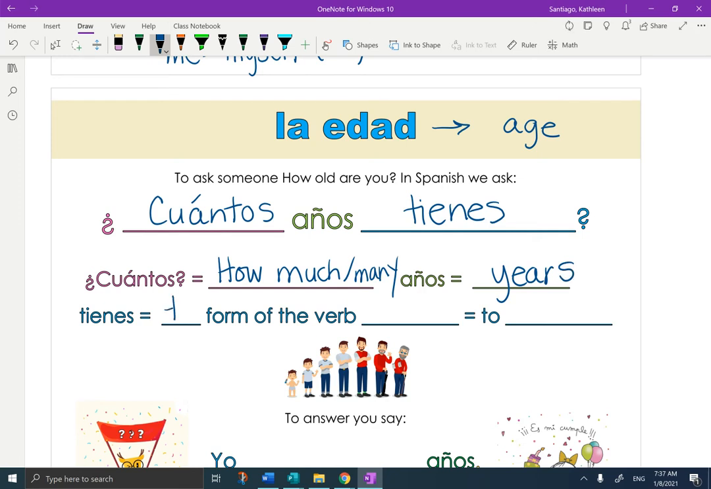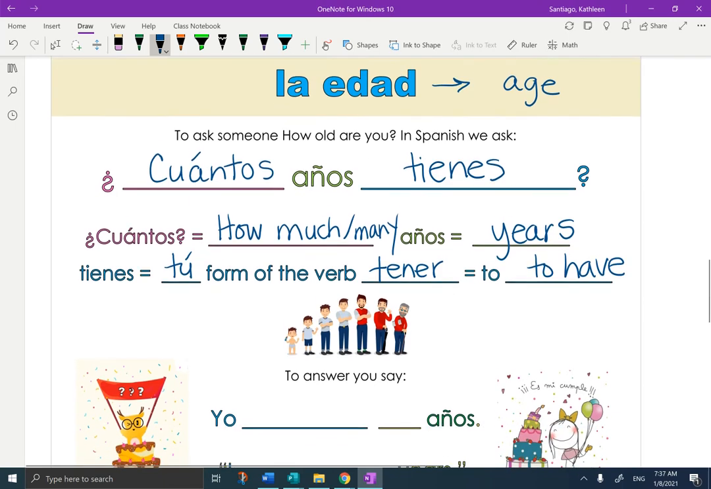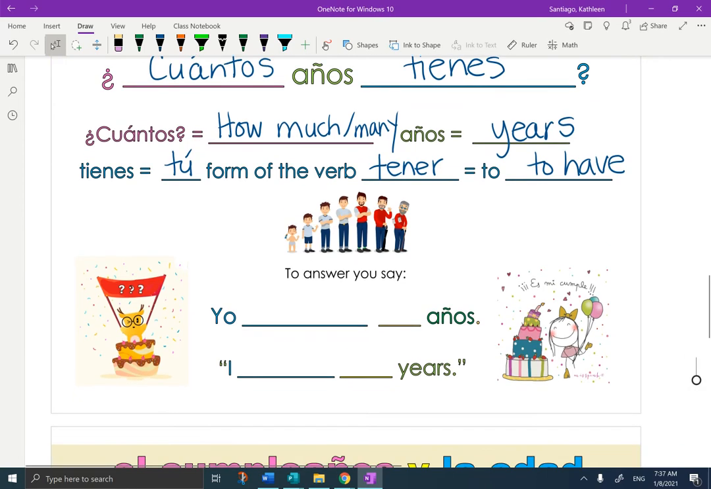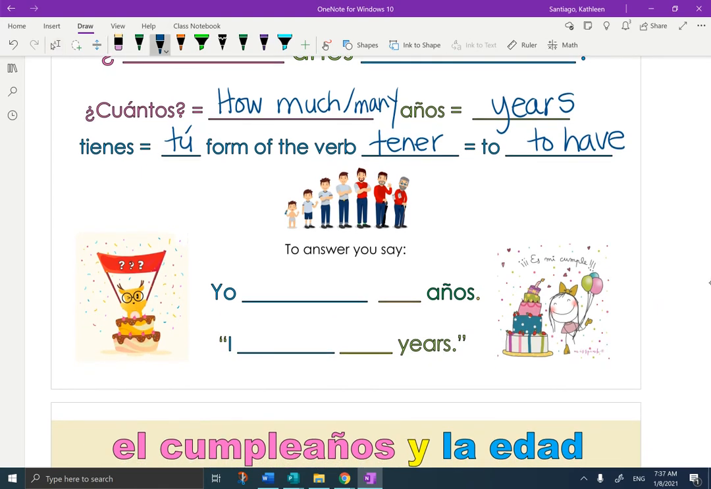Tienes is the tú form of the verb tener. Tener means to have. So what you're really asking them is how many years do you have? Think about it as how many years have you completed? To answer, you would say yo tengo, the yo form of tener. Yo tengo, put in the number and years.